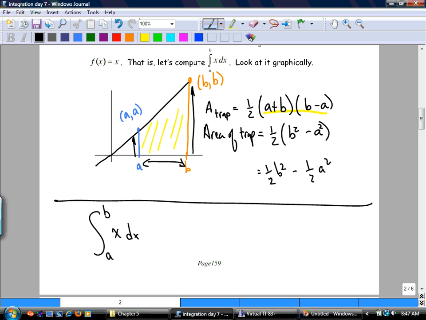What's the antiderivative of x dx? Good review for chapter 6. What's the antiderivative of x dx? 1/2 x squared plus c.